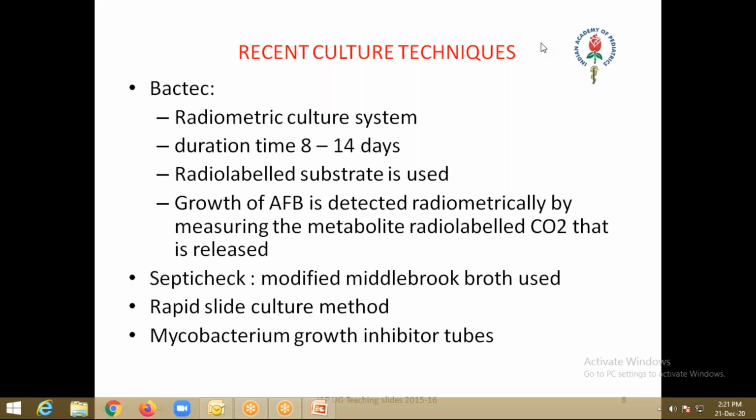Growth of AFB is detected radiometrically by measuring the metabolite radiolabeled CO2 that is released. So the AFB is detected by the radiolabeled CO2 released. Septi-Check uses modified Middlebrook broth. The rapid slide culture method is used, and Mycobacterium Growth Indicator Tubes are used.